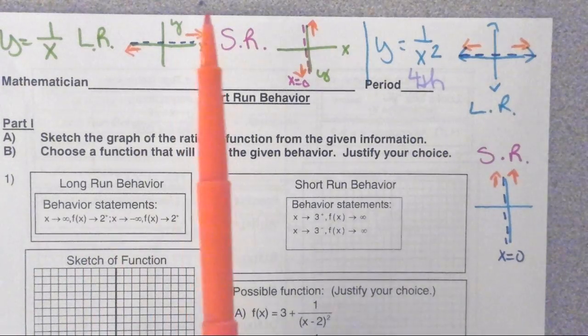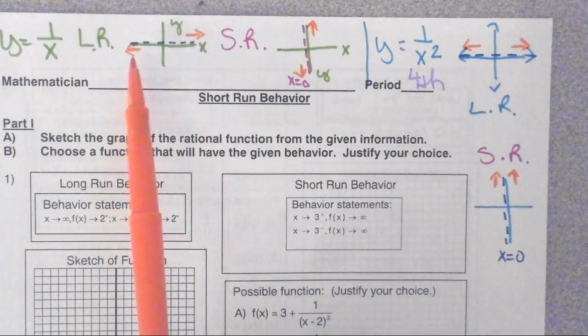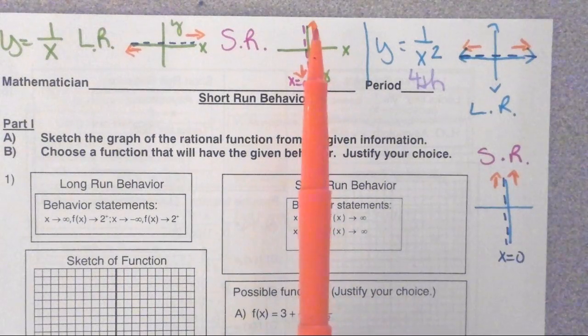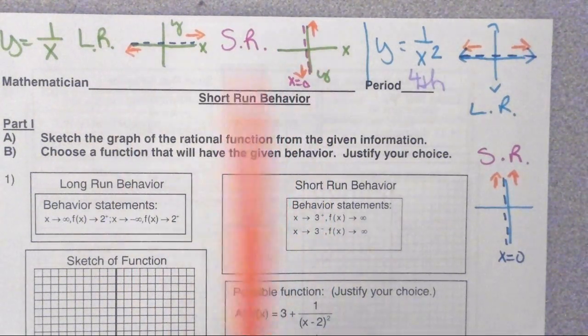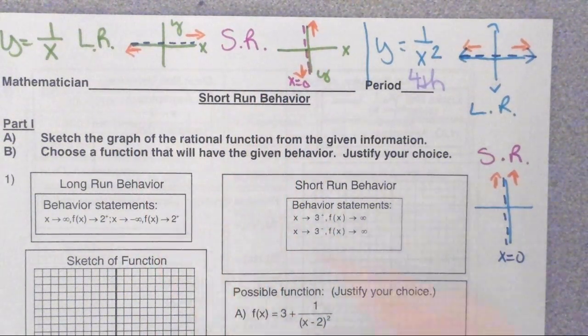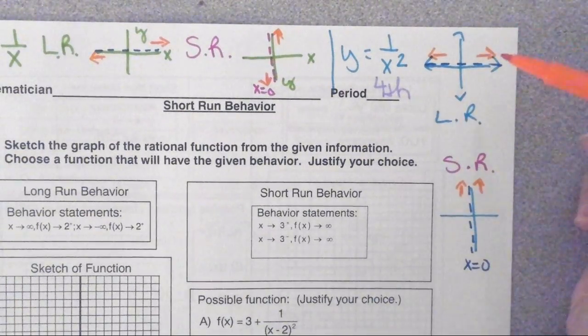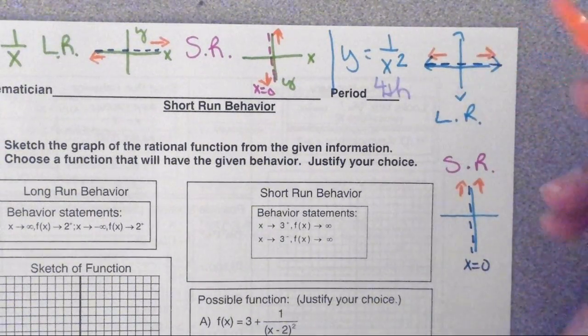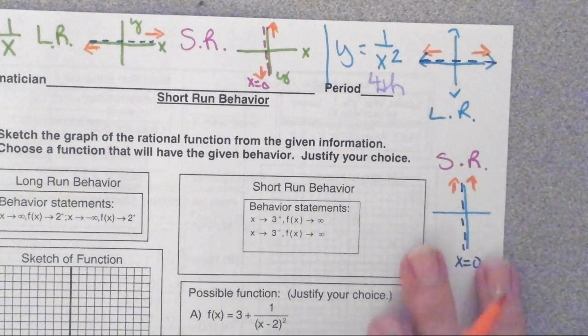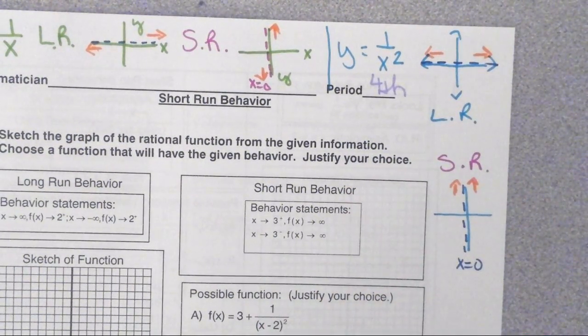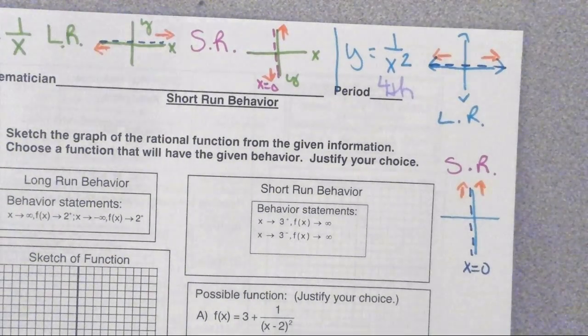So 1 over x, long run, right side up, left side down. Short run, up on the right, down on the left. That kind of seems similar. Okay. 1 over x squared, long run, they're both up above the horizontal asymptote. Short run, both lines go up on the right and the left-hand side. So when we're doing this worksheet today, a lot of it is going to be reviewing what we did Tuesday while we learn something new. Some of it's going to seem really easy. Some of it's going to get a little bit more difficult. You might even want scratch paper today, but that's up to you.